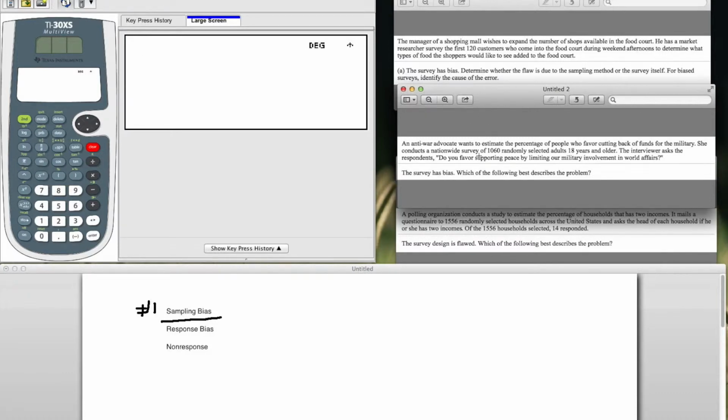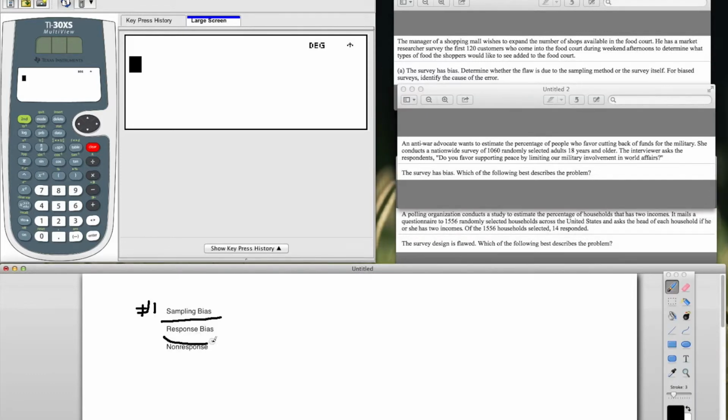So the bias is in the question, and specifically it is "supporting peace." She could have asked the question, do you favor limiting our military involvement in world affairs? That would have been an okay question, no bias, but the bias is by adding the words "supporting peace," which gives a sense of opinion in the question. So this type of bias is an example of response bias. Number 2.